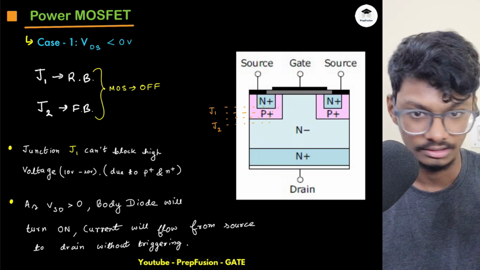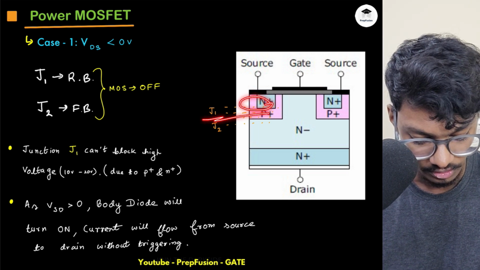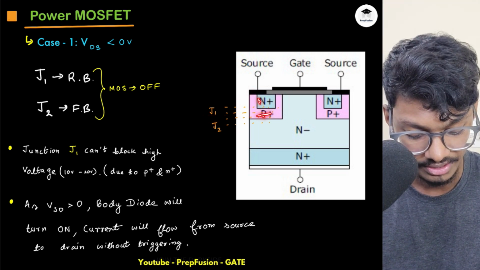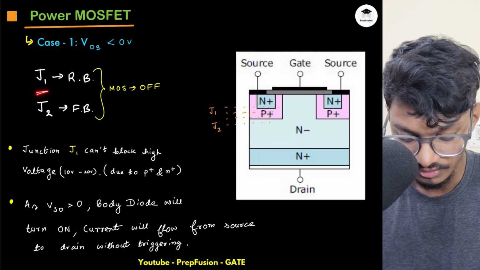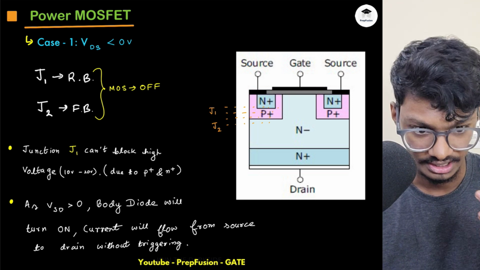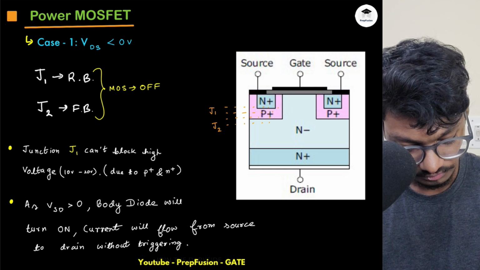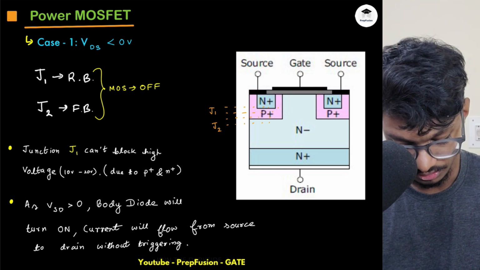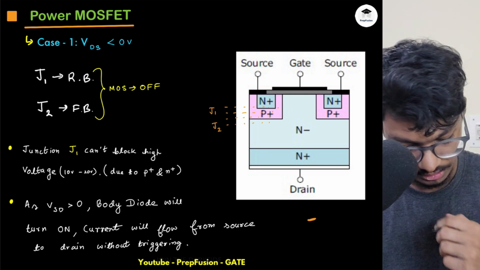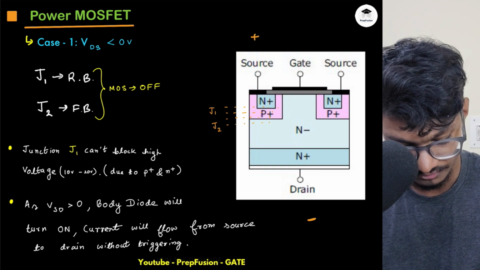So let's understand the different regions. In the first region, again we have two junctions here. This is junction J1 and this is junction J2. This is N plus, P, and this is P, N minus. Junction J1 is reverse biased if my VDS is negative. If VDS is negative, what does it mean? It means the drain is negative, and the source is at higher potential, so the source is positive.